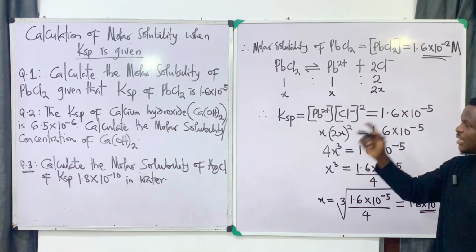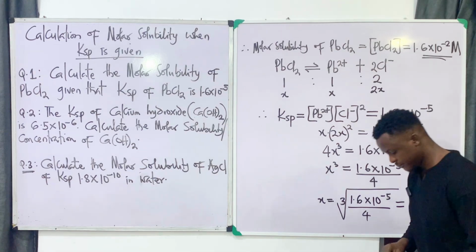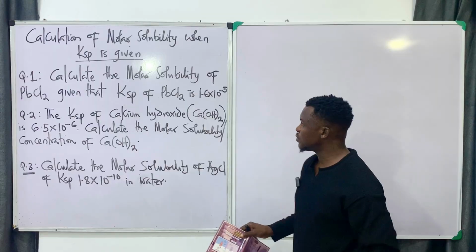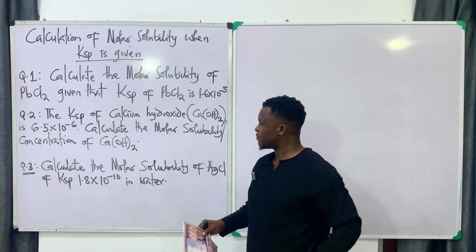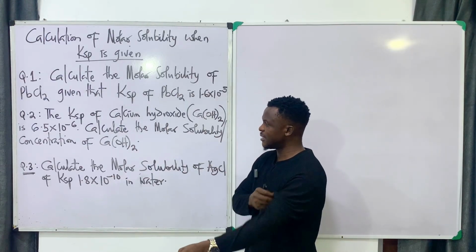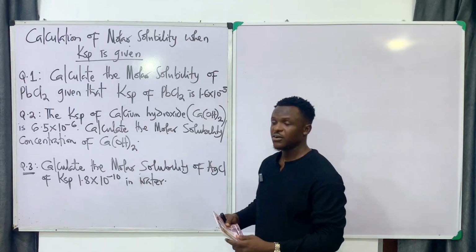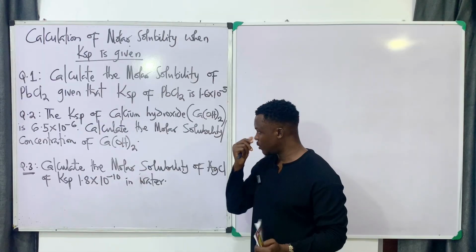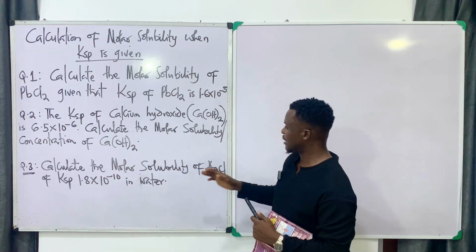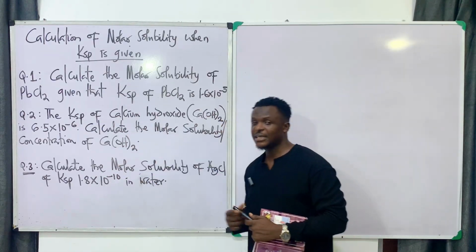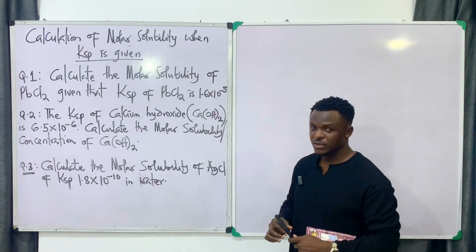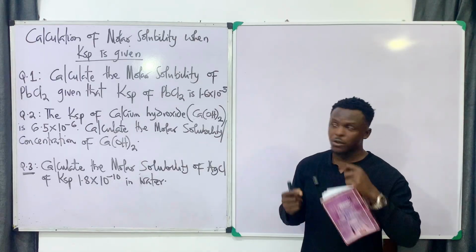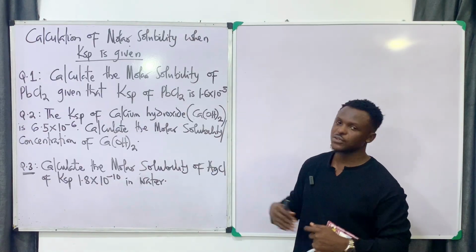All right. So let's solve the next example. So let's look at the next question. Question 2 says the Ksp of calcium hydroxide is 6.5 times 10 raised to the power of minus 6. Calculate the molar solubility or concentration. I intentionally added concentration just in case, but I doubt if they want to use the concentration. They always use molar solubility, or they prefer to use molar solubility since we are talking about solubility products.